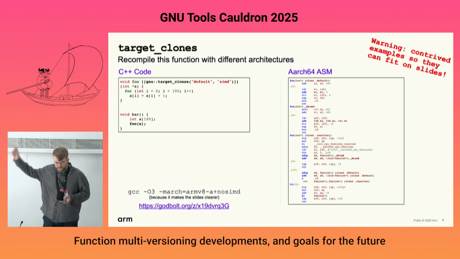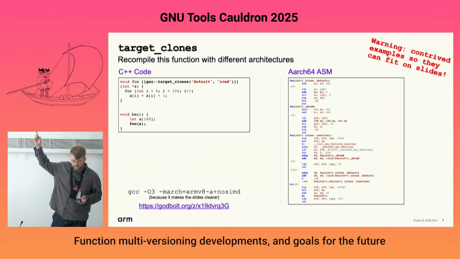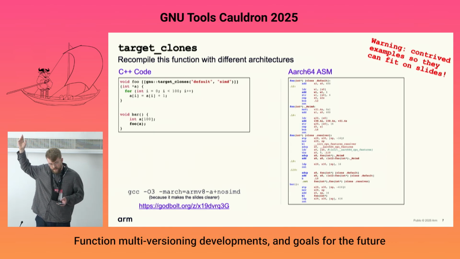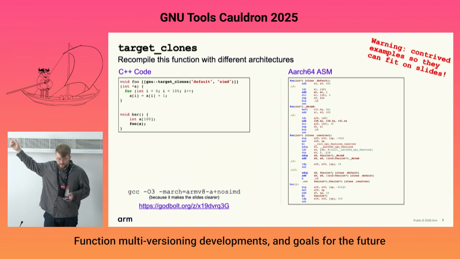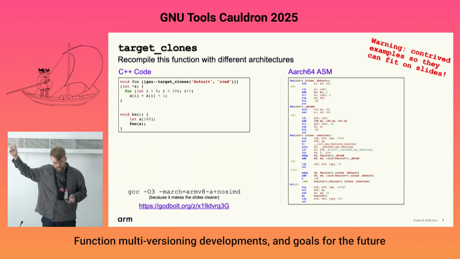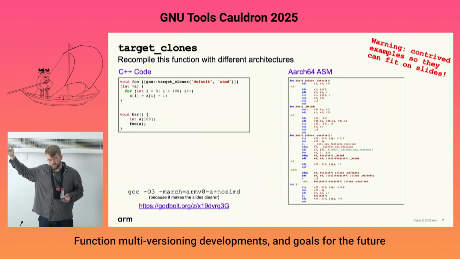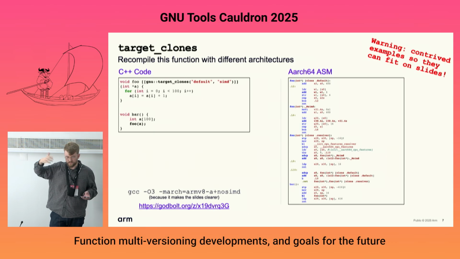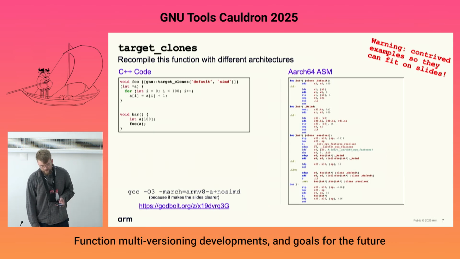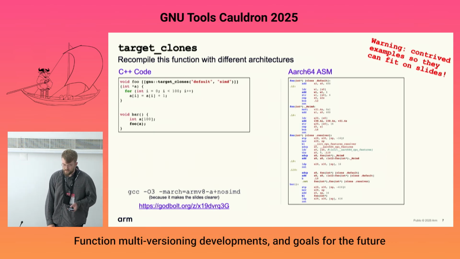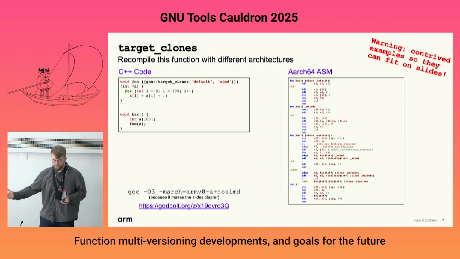So you can see here you've got the default version, which is compiled against ARM v8 without SIMD, in this case, because it makes my slides better. And then you've got the version with SIMD, where you can see the code was beautifully vectorized. And then it emits a resolver, which is the code that gets executed at load time to choose which version should be loaded into the foo symbol. And then if you look at the very bottom, you can see that it calls out to that resolver symbol.